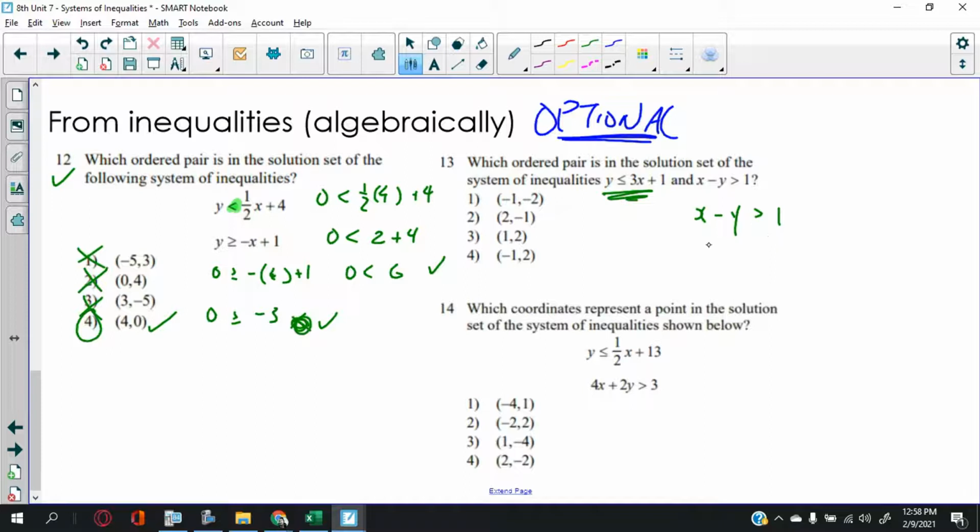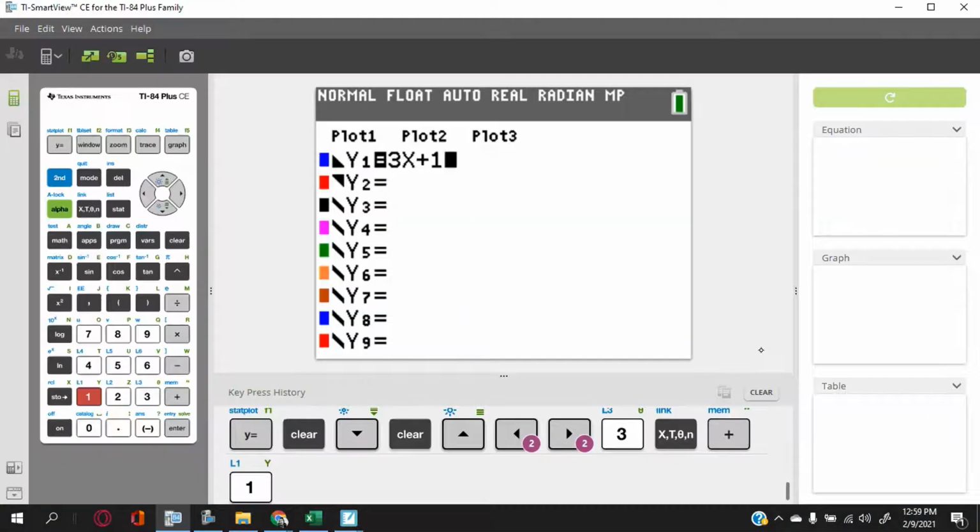You have to solve for y before you put it in the calculator. So this cancels out. I got -y is greater than -x plus 1. All right, 1 minus x. Here, this is the 8th grade topic we talked about this year. If you divide both sides by -1, that sign switches to less than. This is positive x minus 1. So I got less than x minus 1.